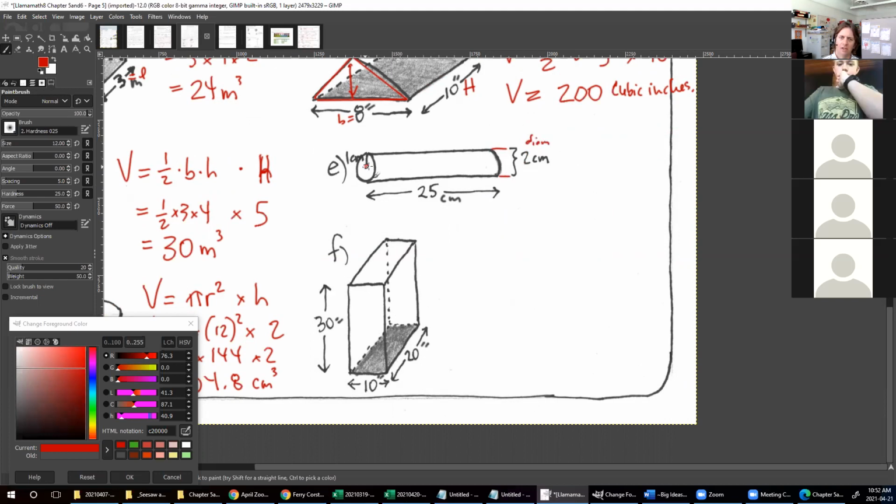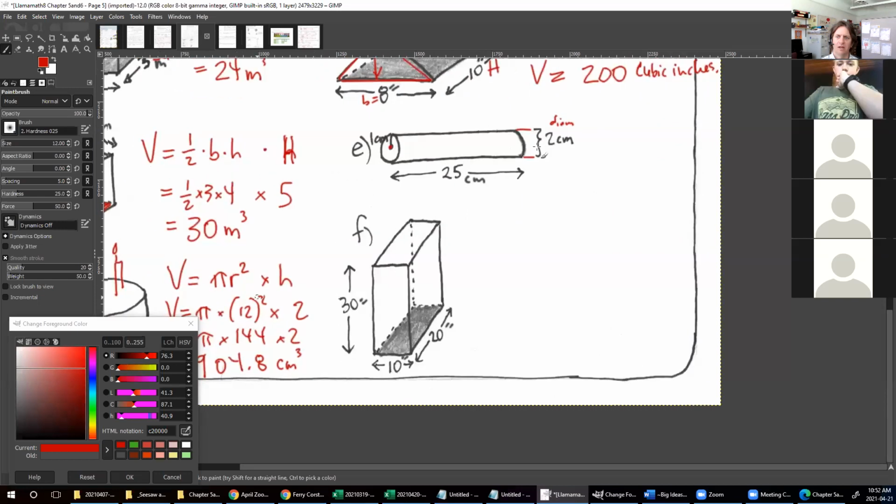What I'm worried about here, because this is my formula, I should write my formula. Volume is equal to pi r squared times height. What I want to know is what the radius is. And the radius is from the center out to the edge. And this could be my height, of course.